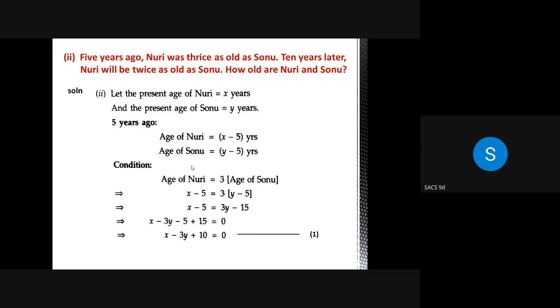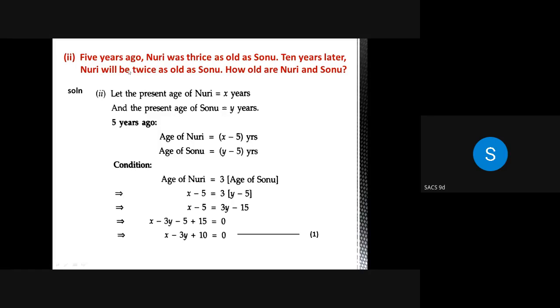Okay, the next word problem. 5 years ago, Noori was thrice as old as Sonu. 10 years later, Noori will be twice as old as Sonu. How old are Noori and Sonu? Now here you will take their present ages as x and y respectively. So I have taken Noori's age as x years and Sonu's age as y years.